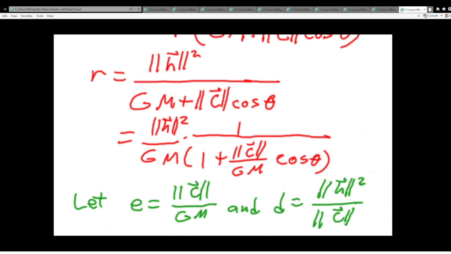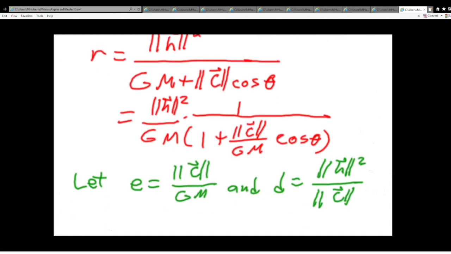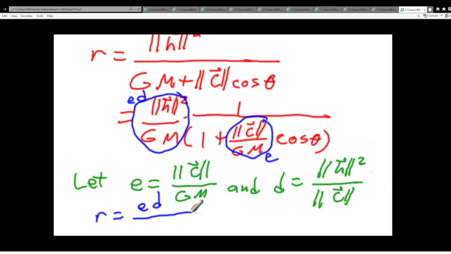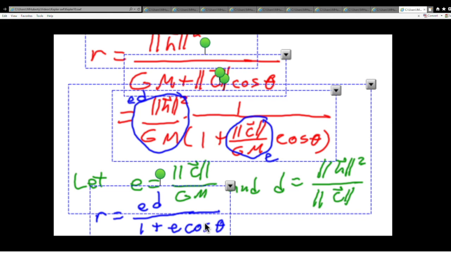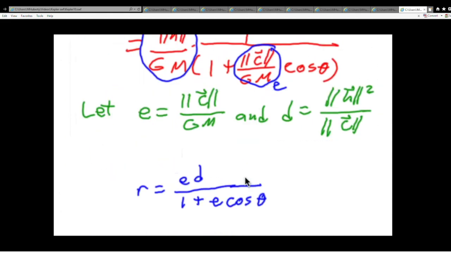Okay. Now, by doing this, note that this part in here just becomes the E. And this part here is actually E times D, right? So we can write the whole final thing then, R is equal to E times D divided by 1 plus E times the cosine of theta. Now, I claim what we have here is a big deal. R equals ED over 1 plus E cosine theta. This is sort of the happy end of this lecture.